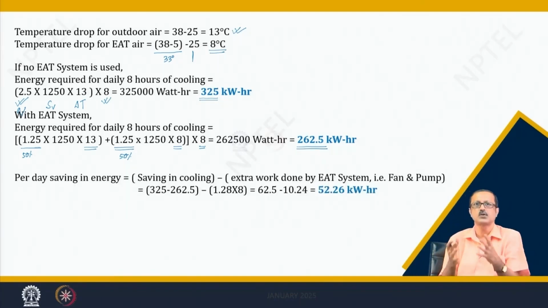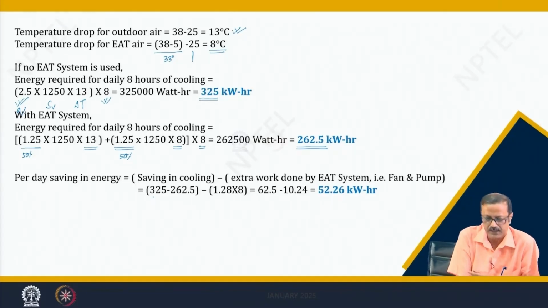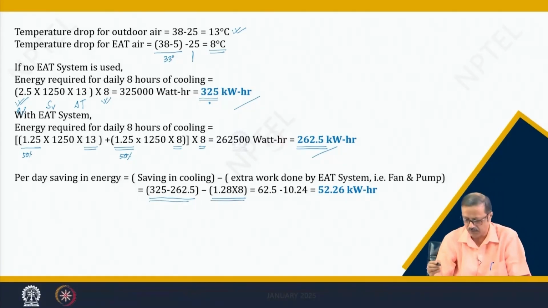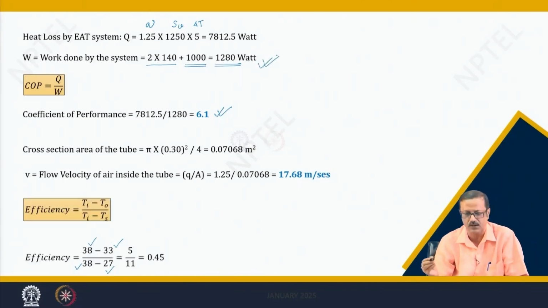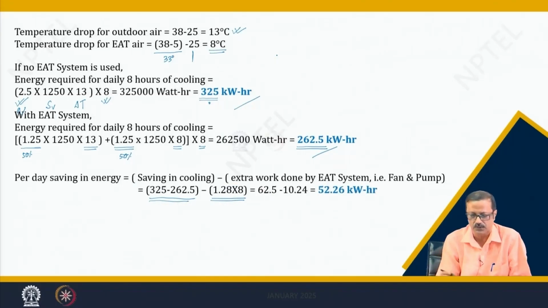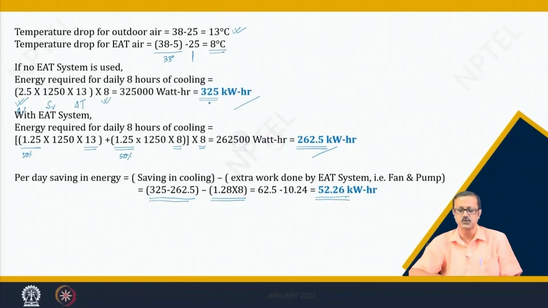So, what is the total benefit for this 8 hours of operation? I deduct 325 minus 262.5, and I also deduct 1.28 into 8, because this is nothing but your work done. That also has to be taken into account. So, finally, your total amount of benefit out of this system is 52.26 kilowatt hour, which is very good.